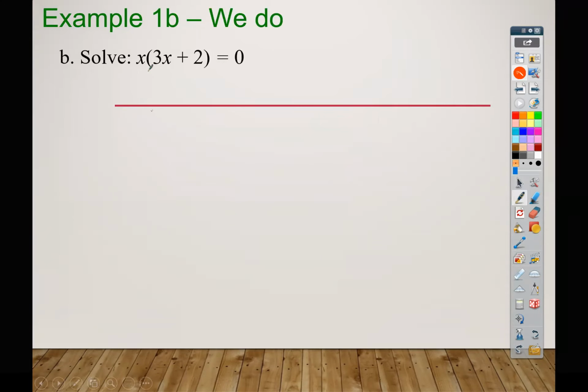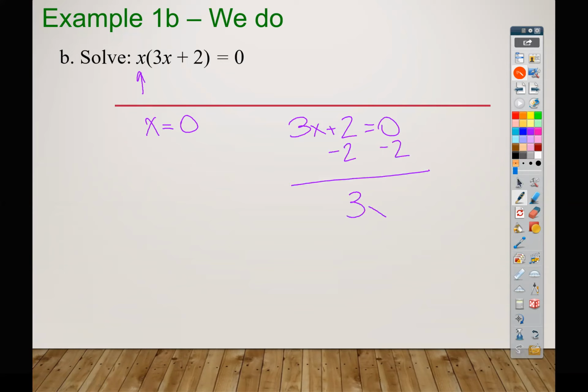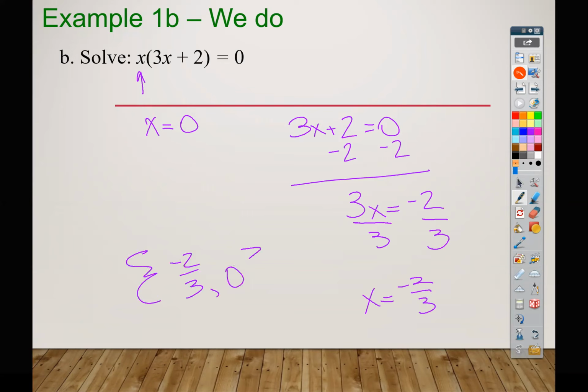One B, same thing, you're going to set each factor to 0. So you have to set this factor to 0 and the 3x plus 2 equal to 0. So x equals 0, or it also is a solution at x equals -2/3. So you would say the solution set for this is -2/3 and 0.